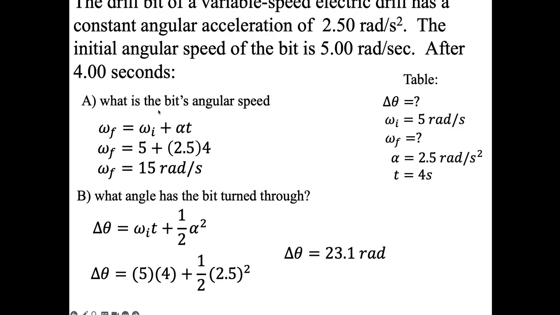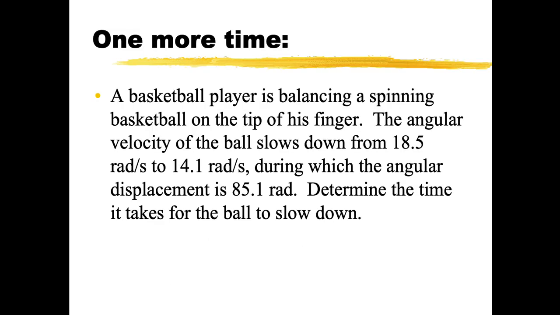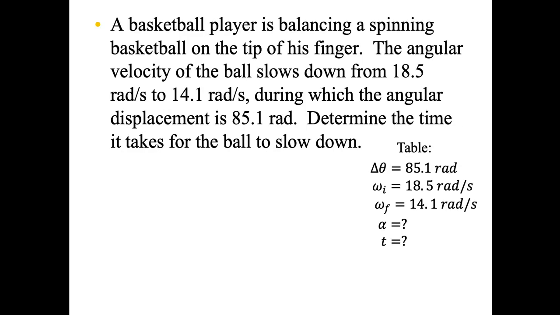Okay, so one more time. Pause the video, work this out, and then check your work. A basketball player is balancing a spinning basketball on the top of his finger. The angular velocity of the ball slows from 18.5 radians per second to 14.1 radians per second, during which the angular displacement is 85.1 radians. Determine the time it takes for the ball to slow.